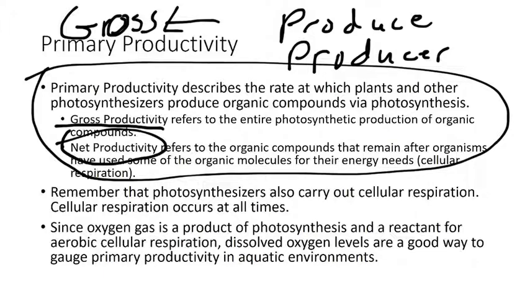Since oxygen gas is a product of photosynthesis and it's also a reactant for aerobic cell respiration, dissolved oxygen levels are a good way to help gauge the primary productivity that's happening in an aquatic environment.